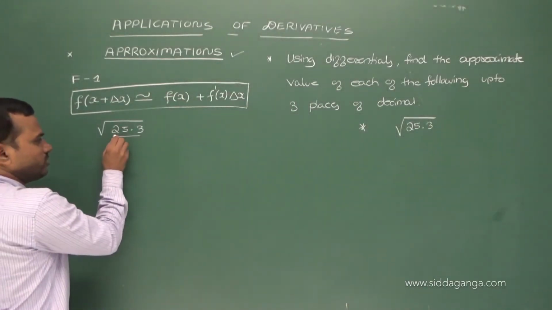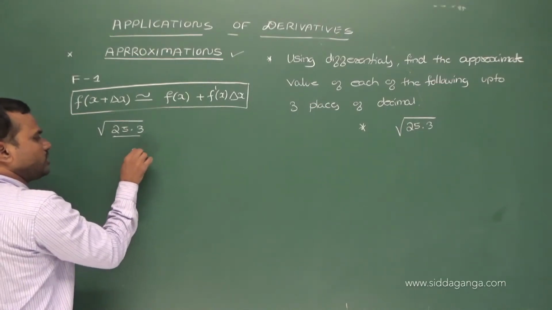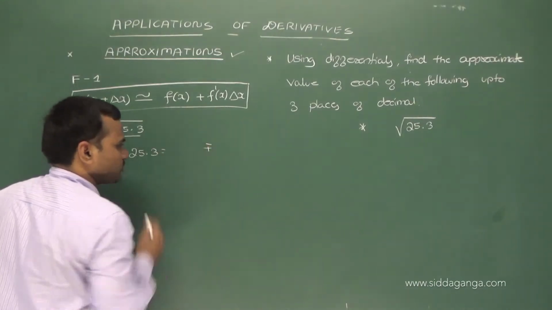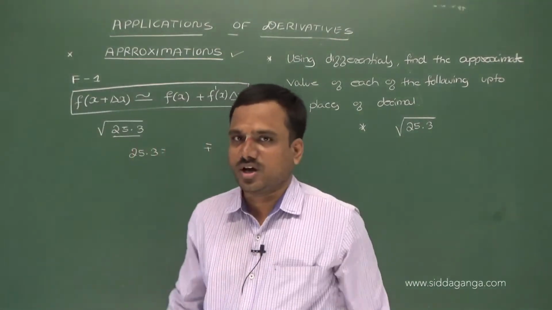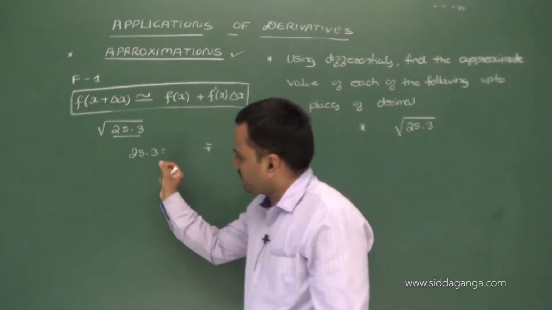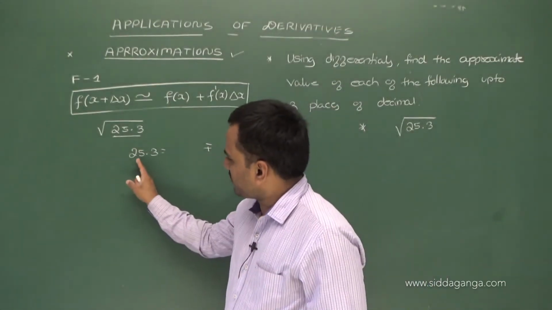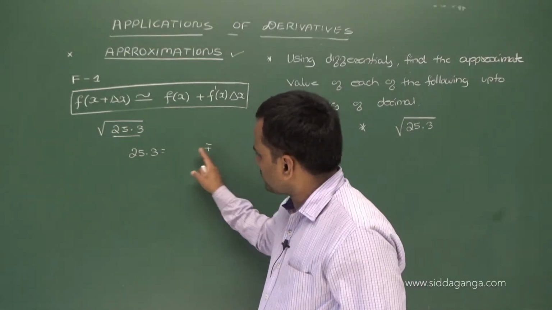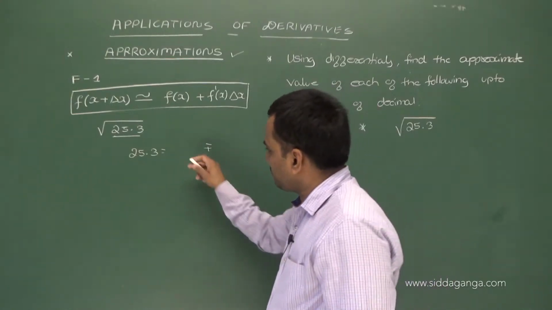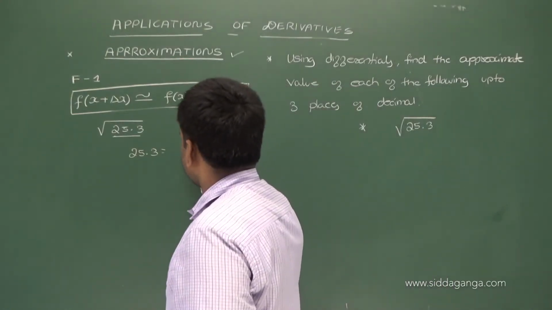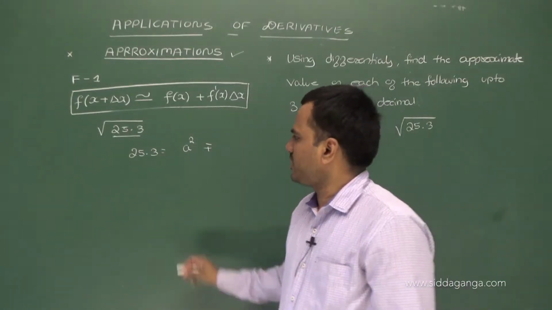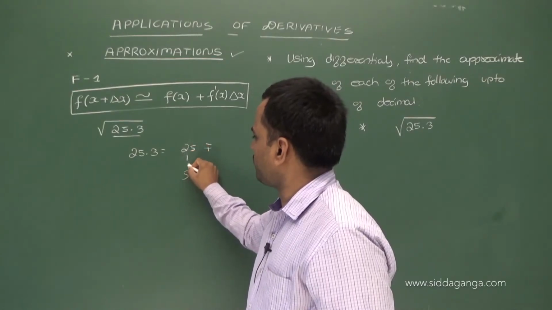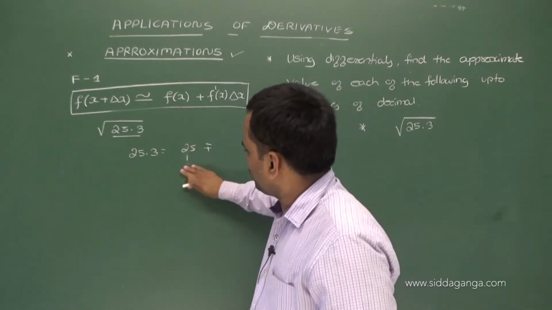What we do? We split 25.3 into sum or difference of two terms. Step 1. Observe carefully. We split 25.3, whatever it may be, what was given? Sum or difference of two terms. The first term is nothing but a perfect square number. Means if I write 25, so this becomes what? 5 square.